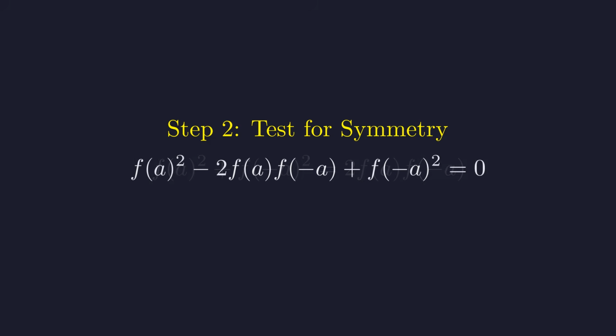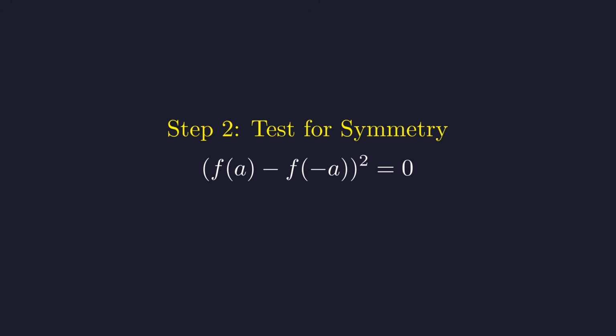The rearranged expression is f of a squared minus 2 times f of a times f of negative a plus f of negative a squared equals 0. This is recognizable as the expansion of a perfect square. Specifically, it is the square of the quantity f of a minus f of negative a. If the square of a value is 0, the value itself must be 0. This implies that f of a equals f of negative a, meaning our function must be an even function. This is a powerful constraint.